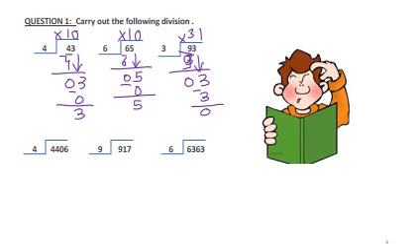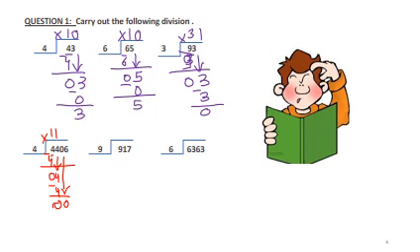Now we have 4,406 divided by 4. So first I'm going to take the 4. 4 times 1, it's 4. We subtract, this is 0. Bring down the 4. 4 divided by 4, it's also 1. You subtract, this is a 0. And here you have 0.